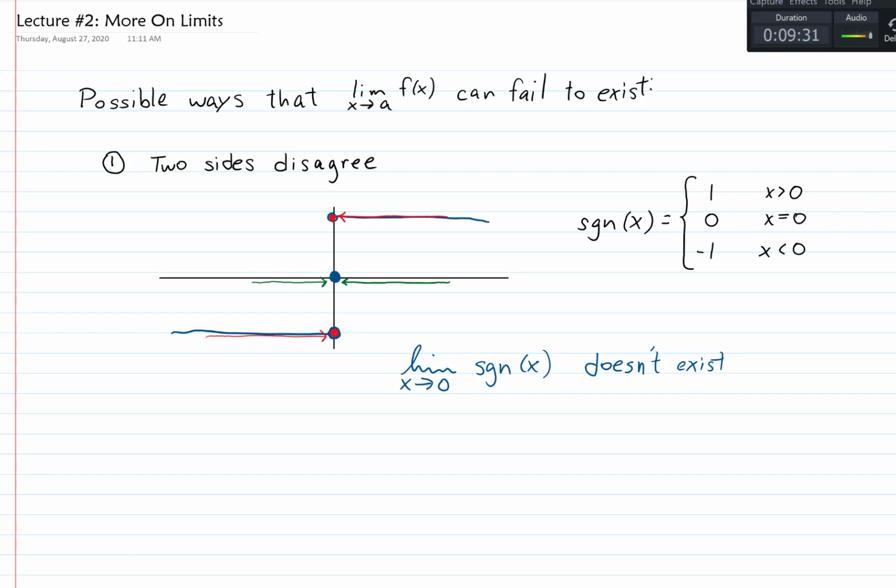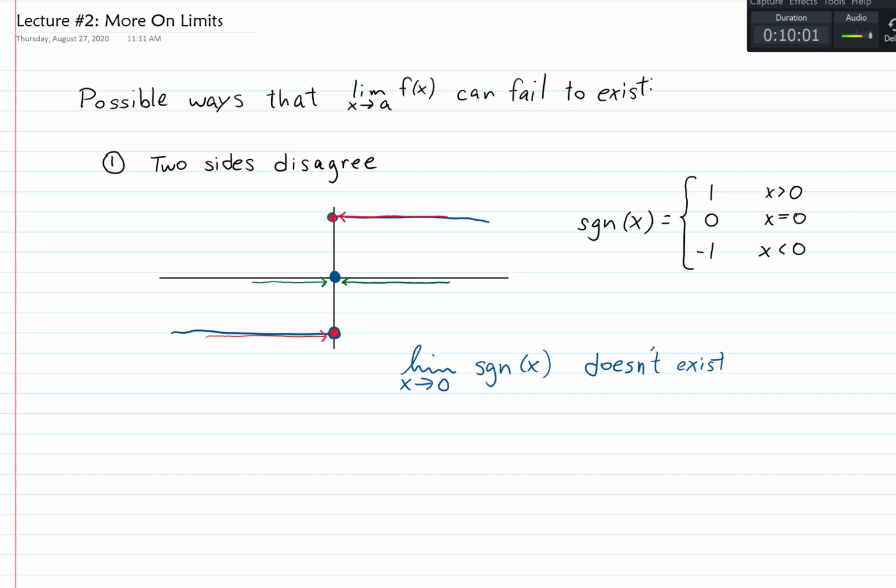The signum of x does not approach a single value as x approaches 0. So you say the limit of the signum of x as x approaches 0 doesn't exist. In other words, there is no limit of the signum of x as x approaches 0. Now we can abbreviate doesn't exist with DNE. That's fine.